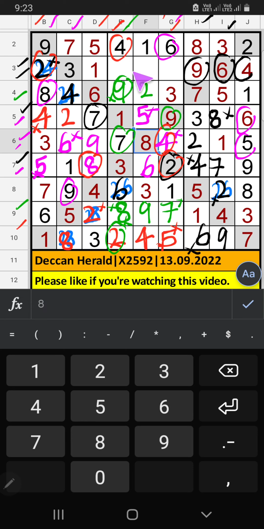Third row, 3 numbers are remaining, 5, 7, 8. Column F, column G, we have 5. So 5 can't come in these cells, then 5 is confirmed here. Then only 2 numbers are remaining, 7 and 8. Column F, we have 8. So 8 can't come in the cell, 8 is confirmed here. Then 7 is here.